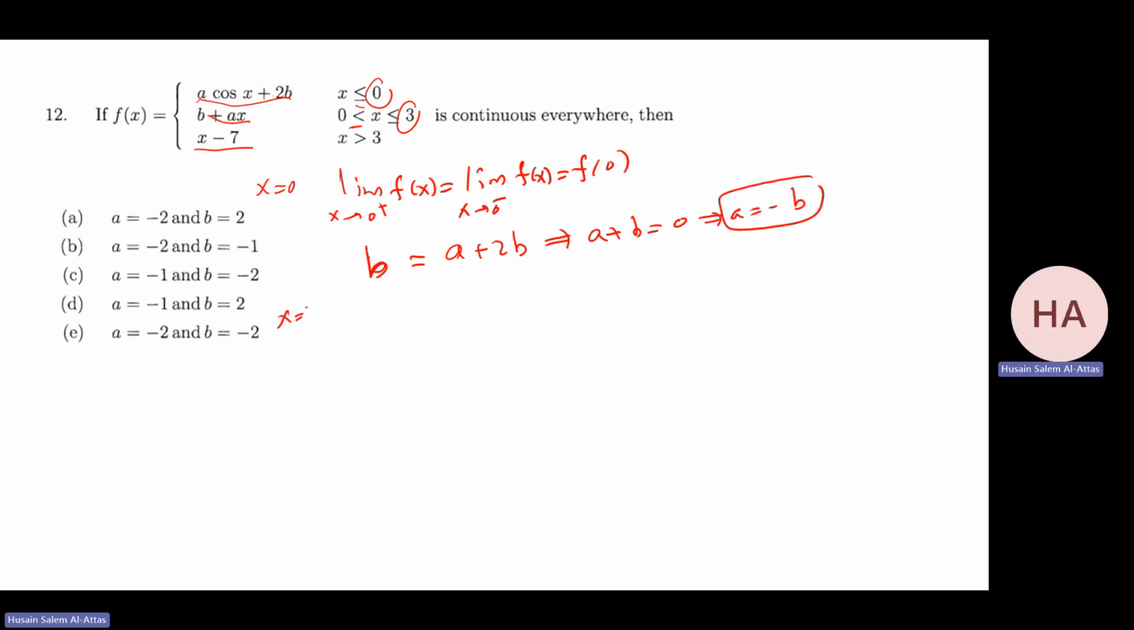Now, for x equals 3, I know the limit as x goes to 3 from right equals the limit as x goes to 3 from left, equals f at 3. From the right, substitute here. 3 minus 7 is minus 4.